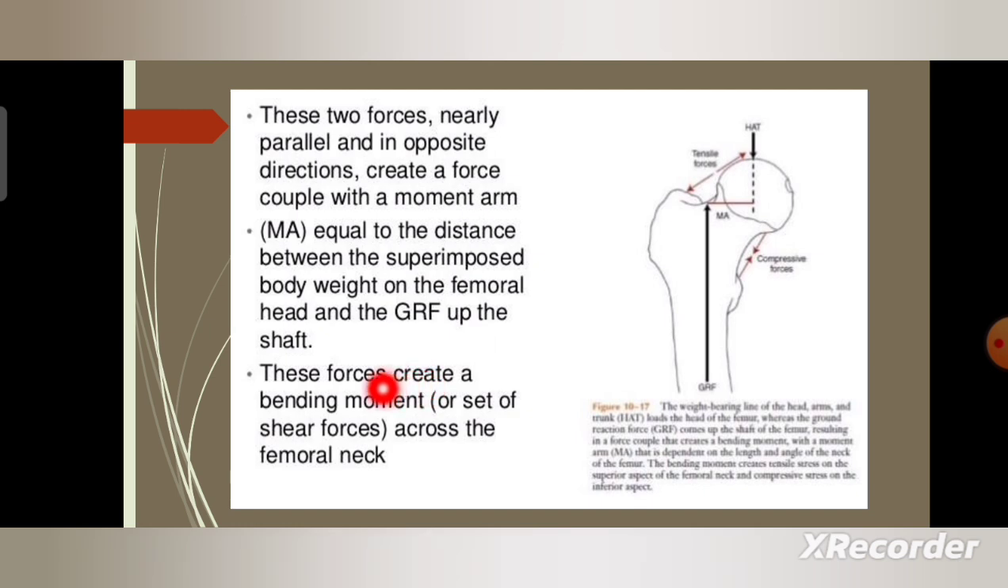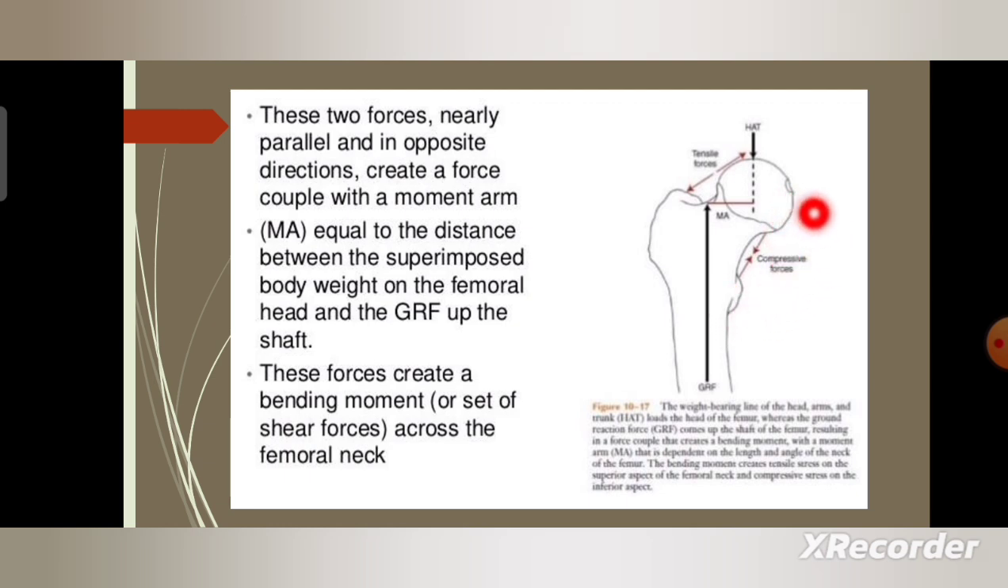These forces create a bending moment, or a set of shear forces, across the femoral neck. This bending moment consists of a tensile force which acts on the head of the femur and the greater trochanter. The other is a compressive force between the lesser trochanter and the femoral head.